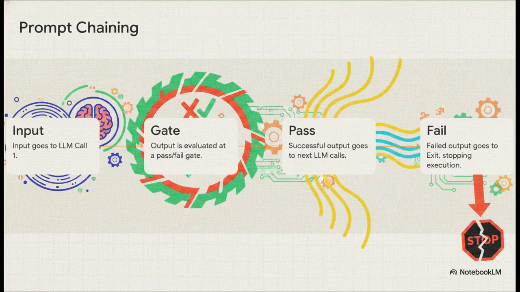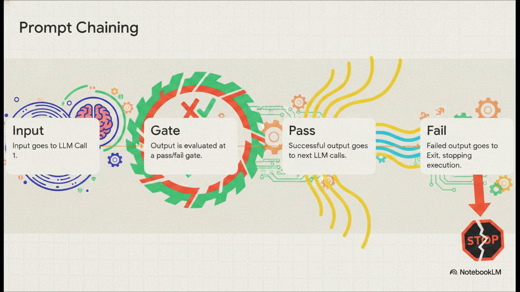Now, what's really interesting here is the structure of step 2, the pass-fail gate. When you chain these calls together, your input goes to LLM call 1. But before it blindly passes along to calls 2 and 3, it hits a gate mechanism. If the output from call 1 is garbage, it fails and hits the exit. Boom, it stops right there.